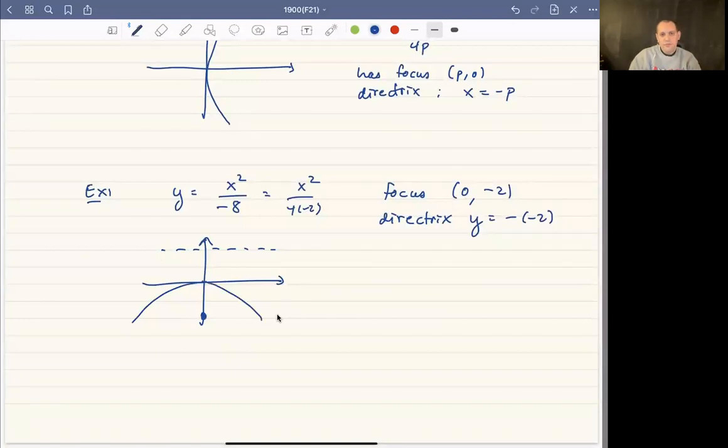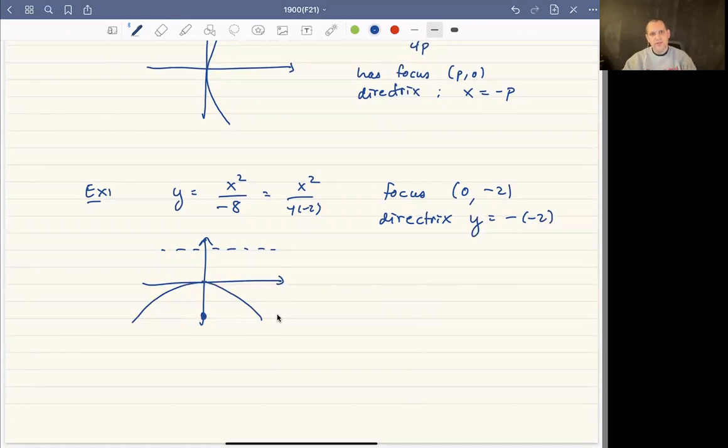Really that's everything I can think of that I want to say about parabolas. With parabolas, we have the focus and the directrix, and once we know that, we know basically everything else. So I think that's everything I wanted to say there.